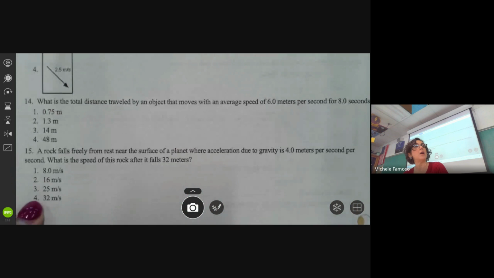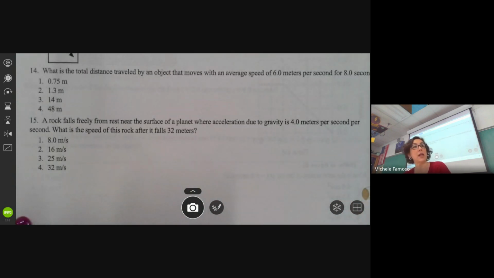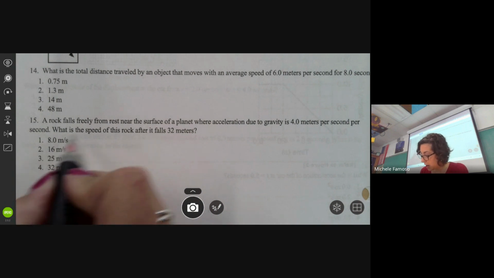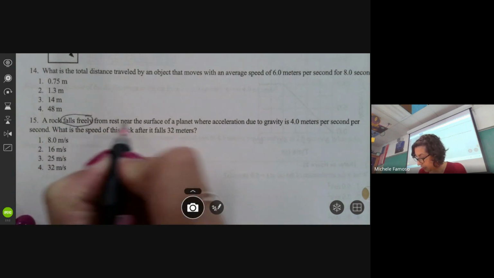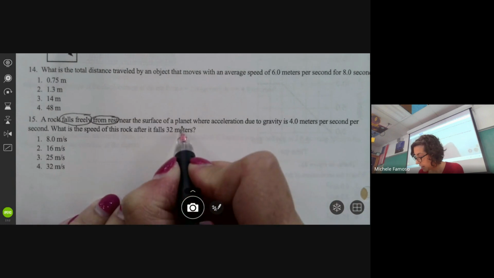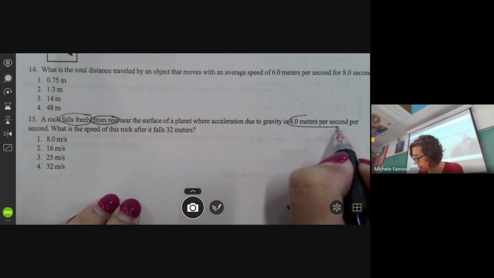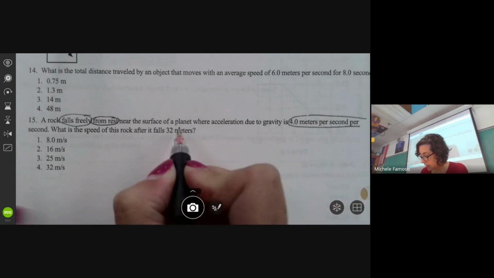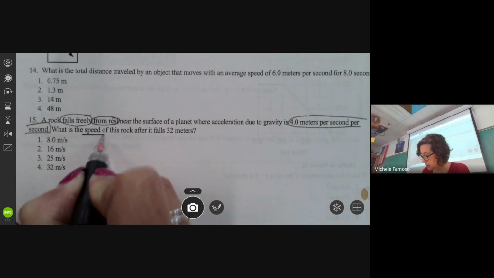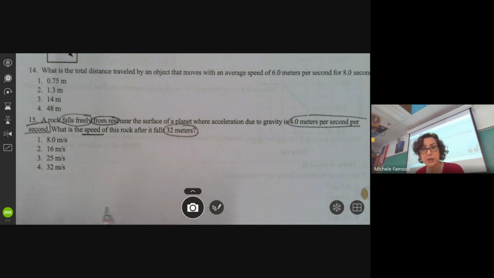Yes, number 15. Now, this one would not show up tomorrow, but it is a question that came from Unit 4. So let's talk about it because it's still accelerated motion. You have a rock that is falling freely from rest on a planet where the acceleration due to gravity is 4.0 meters per second per second. What is the speed after it has fallen 32 meters?